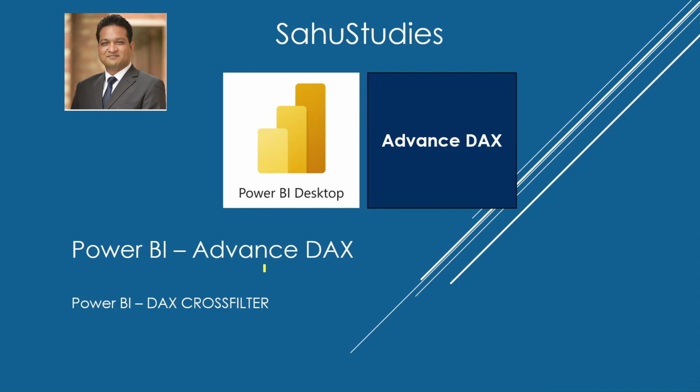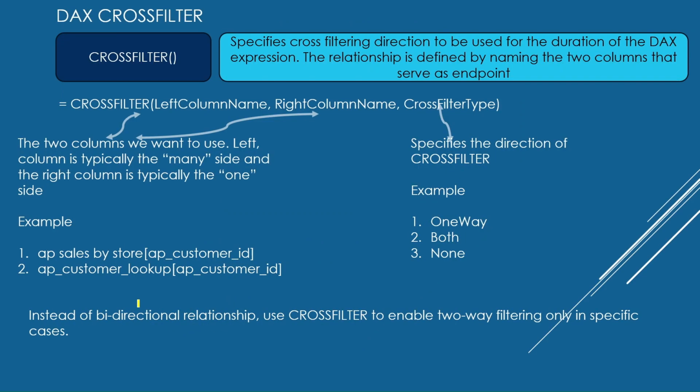In this video, I am going to discuss the CROSSFILTER function in Power BI. So what is the CROSSFILTER function? Why do we use the CROSSFILTER function? The CROSSFILTER function specifies the cross-filtering direction to be used for the duration of a DAX expression. So let's understand this statement.